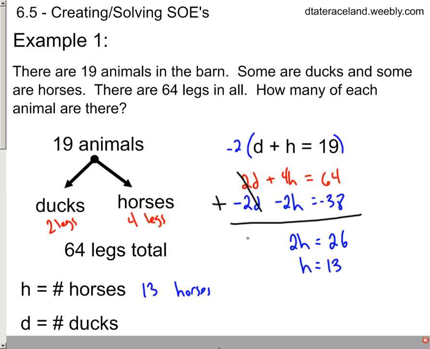Now, 13 plus how many ducks would get 19 animals? It'd be 6. So we substitute that back into the equation, and we know that we have 6 ducks.